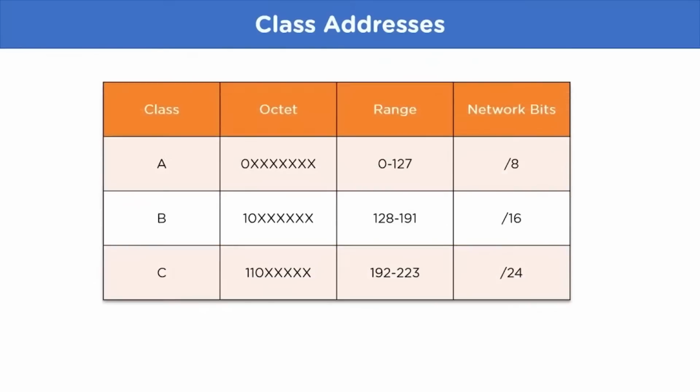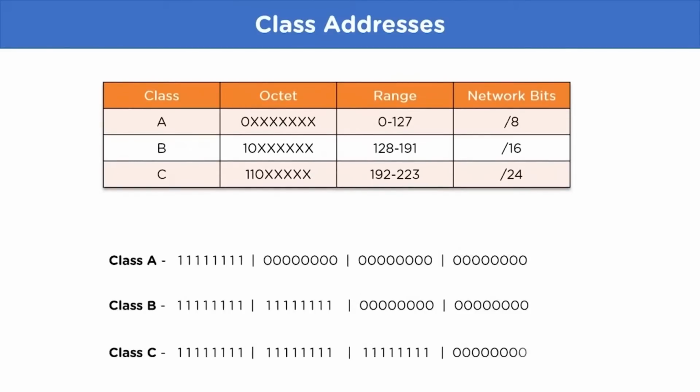Firstly, let's begin with class addresses. To better understand the subnetting process, we need some information regarding the different classes used in IP addresses, where the first class is class A with a range of 0 to 127, network bits as /8. Then we have class B with a range of 128 to 191 with network bits as 16. And lastly we have class C with a network range of 192 to 223 with network bits as 24. The network bits representing each class are very important when making subnets of a particular IP address. Let's see how they do so.